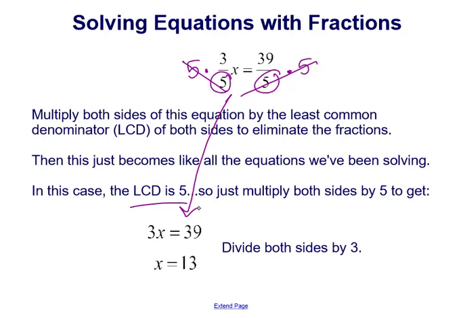And then now that just looks like a one-step equation. We use our inverse operation: instead of multiplying by 3, we'll divide both sides by 3, which will give a solution of x equals 13. So multiplying again by the least common denominator turned that very complicated equation with fractions, the 3/5 and the 39/5, into something that's more familiar, the 3x equals 39.